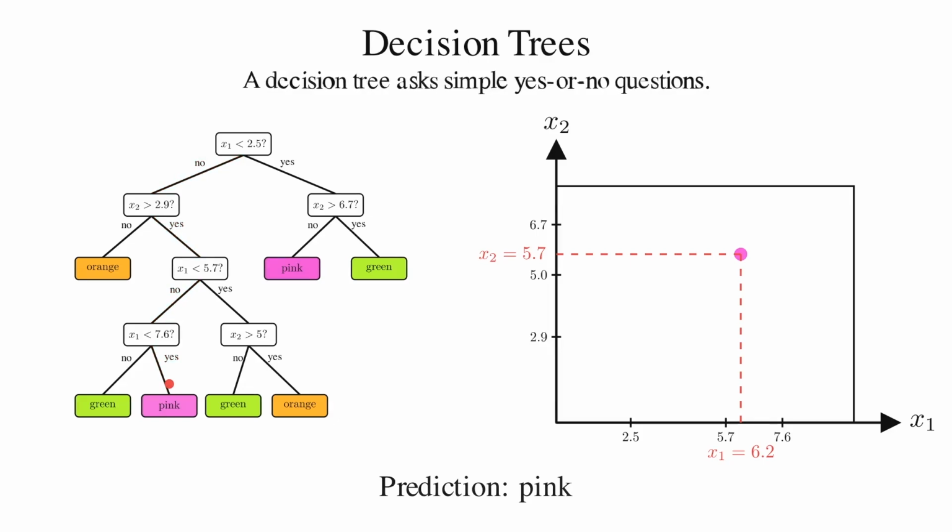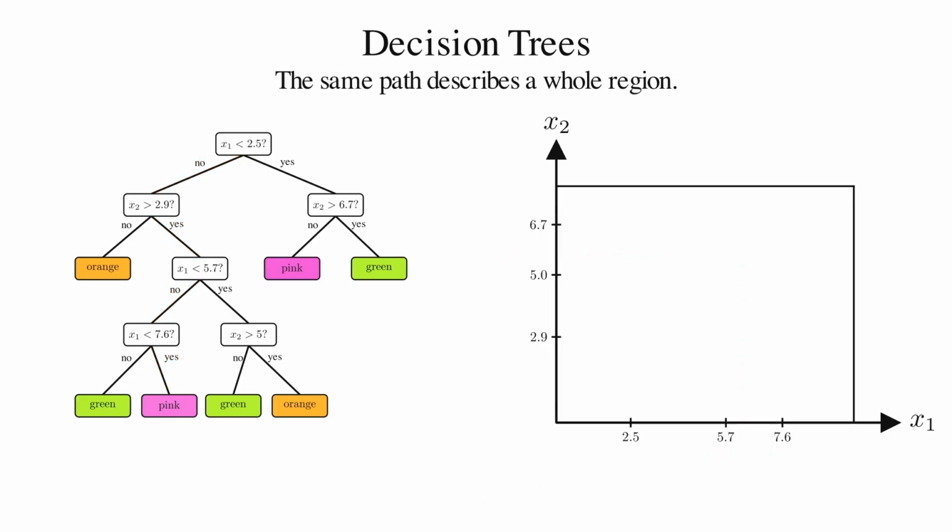But this path is not only valid for this one point, it describes a whole region of points that would answer the questions in exactly the same way. First, the tree keeps the part where x1 is not smaller than 2.5. Then it keeps the part where x2 is greater than 2.9. Then it keeps the part where x1 is not smaller than 5.7. And finally, it keeps the part where x1 is smaller than 7.6. That gives us one rectangle in the input space. And this rectangle belongs to the pink leaf.